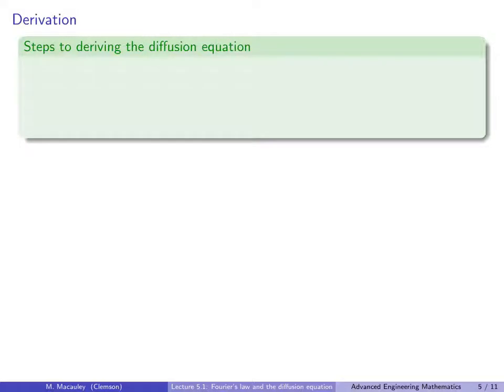There are basically 2 steps involved to deriving the diffusion equation. The first one is to start with Fourier's law, which is what I just showed you, that the vector field F is negative K times the gradient of U. So this relates the vector field with the spatial derivatives of U, how the concentration is changing over space. Next, we relate F with the rate of change of concentration with respect to time. And we do that with the divergence theorem.